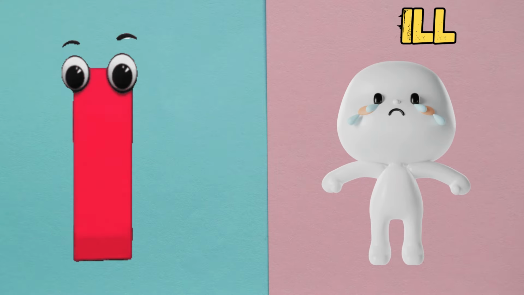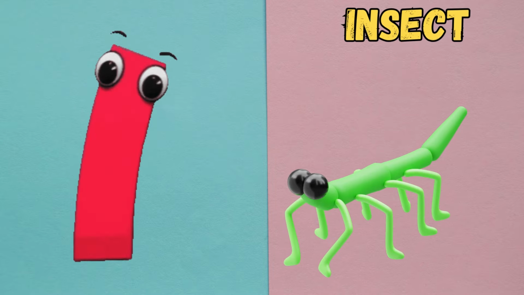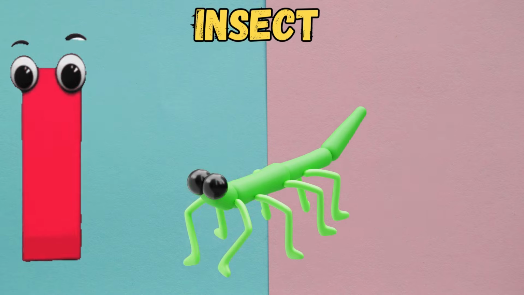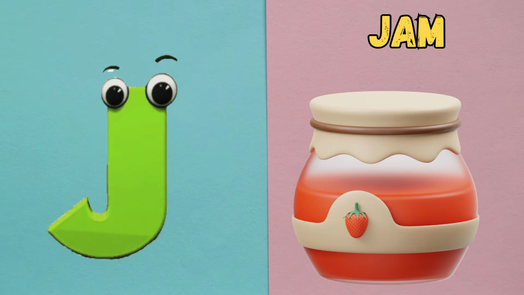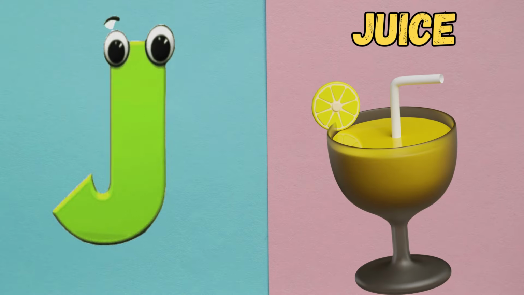I is for ill, i, i, ill. I is for insect, i, i, insect. J is for jam. J is for juice, j, j, juice.